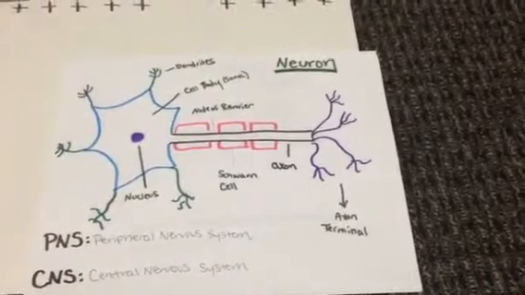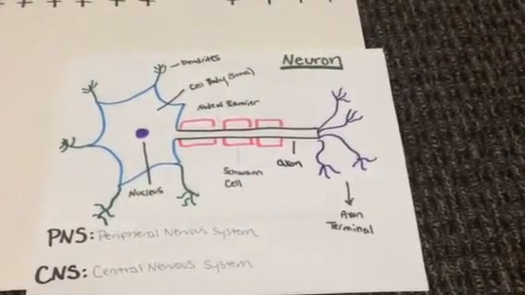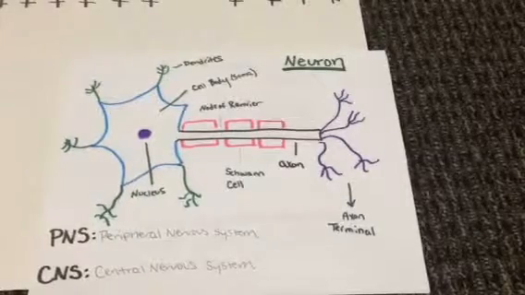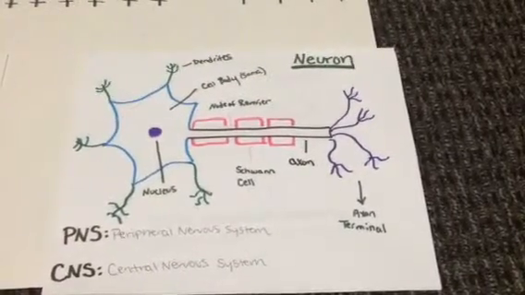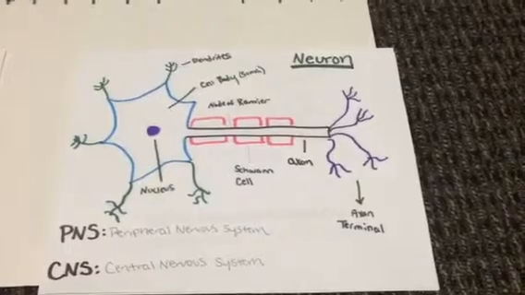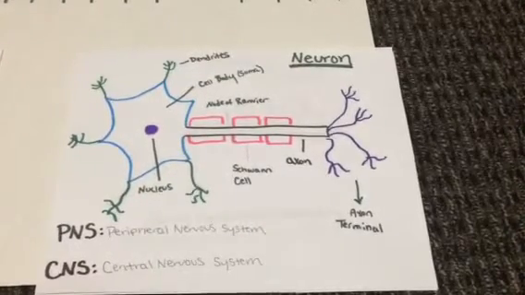Today, I will be modeling the propagation of an action potential down an axon. First, we'll look at the neuron. A neuron is a cell specialized for intercellular communication. Neurons are essential in the nervous system.